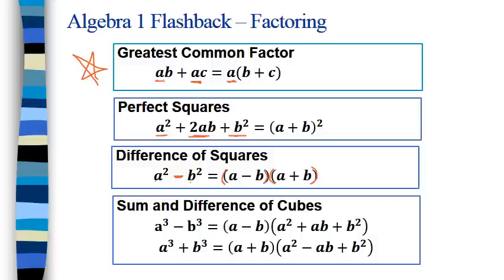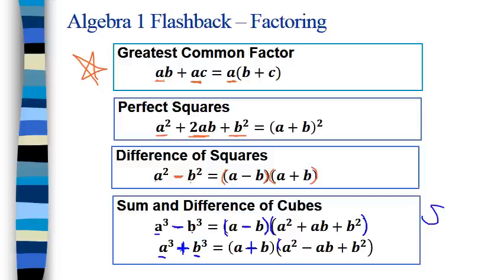And then a sum and difference of cubes. And a sum and difference of cubes may be new for some of you, and we're going to talk about that a little bit more when we talk about polynomials. But basically, if you have two cubes, so a cubed and b cubed, and you're either adding them or subtracting them, either way, you can factor them into a binomial and a trinomial. And the binomial will always have the same sign as the original expression.